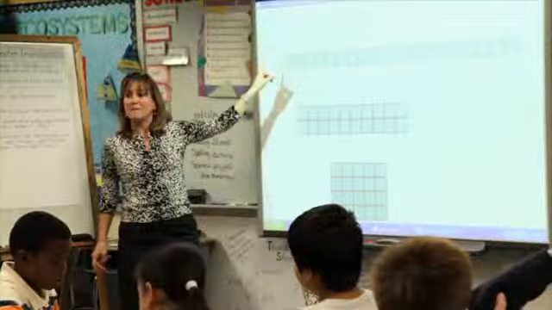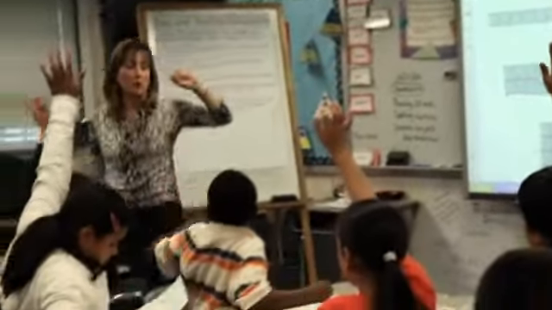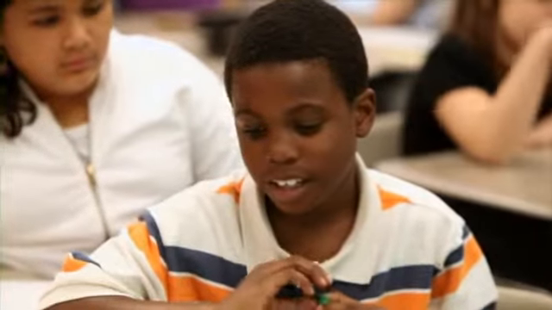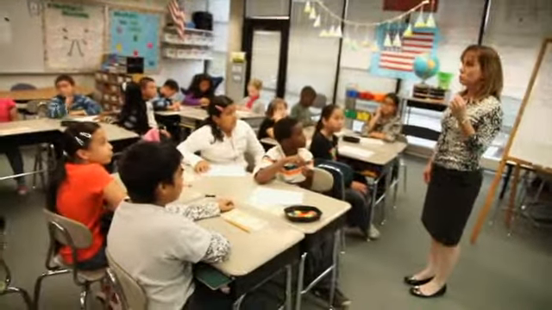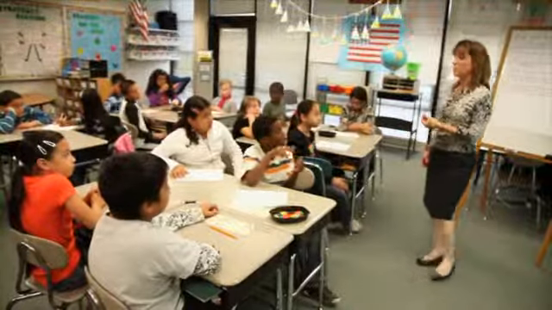Would somebody please tell me what is the perimeter of this rectangle? Lorena? 42. Who agrees that it is 42? Cameron, why do you agree that it's 42? The top has to be 20, the 20 plus 20 is 40, and the sides are 2, so that equals 42. Are you telling me 20 plus 20 is 40, and then the sides are 2 and 2 equals... So 40 plus 2 is 42.